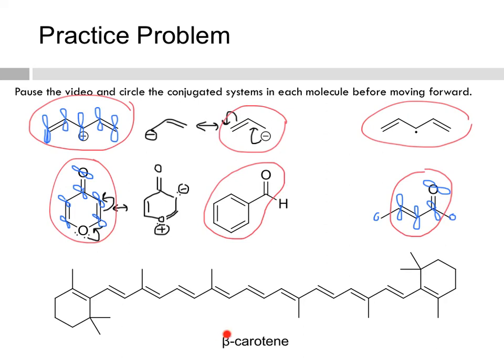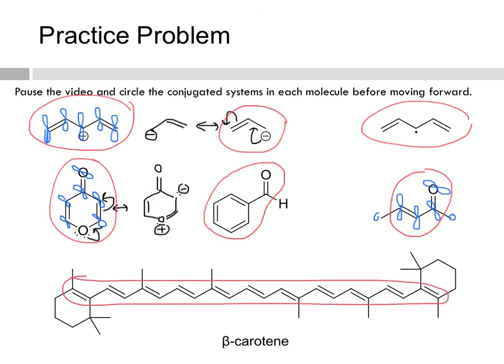And now let's look at beta carotene. Beta carotene is the orange pigment in carrots, and you can see that it's got a huge conjugated system. You can draw resonance forms for this system if you want. It will take a while, but this is the conjugated system where everything is sp2 hybridized, has p orbitals, they're all adjacent to each other. The rest of this molecule has sp3 hybridized carbon, and it is not in conjugation.